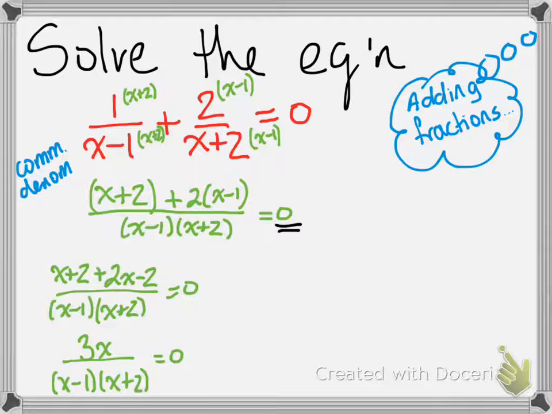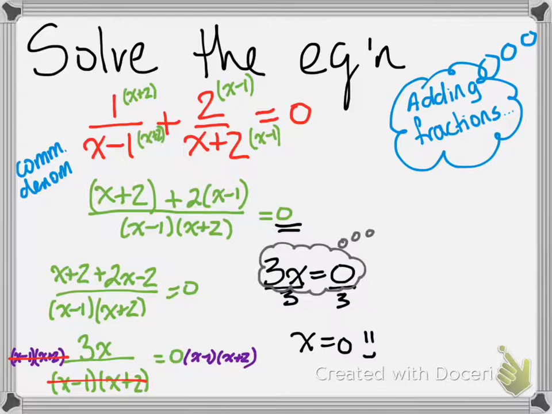Now, we have a denominator here. So how do we get rid of a denominator? Well, we can multiply both sides by that denominator, right? And this works out really nicely because on the left side it cancels out, and on the right side we have 0 times x minus 1 times x plus 2. So what we end up with is just 3x equals 0, because 0 times anything is 0. Now we just need to isolate for x, so divide both sides by 3, and we end up with x is 0.